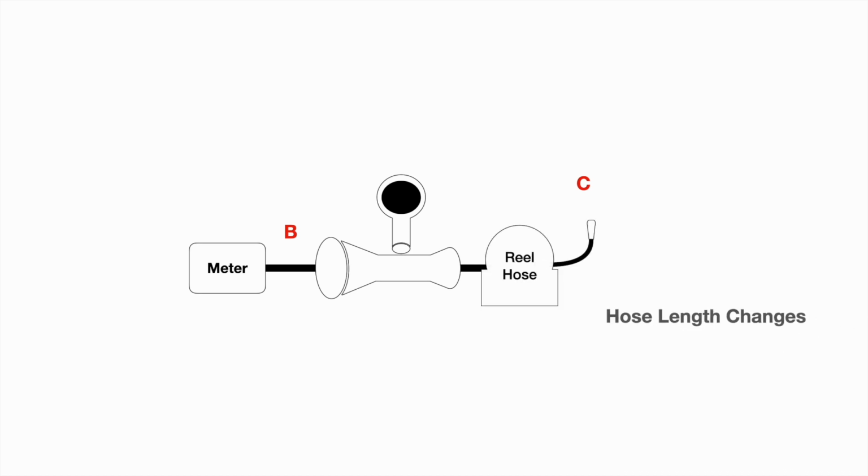Now if we change the hose length, the drop in pressure from point B to point C will change. Suppose it changed from 20 to 17 psi. As a result, the Venturi throat will send a pressure signal of 50 psi to the pressure control system, although at this point nozzle pressure is 53 psi.